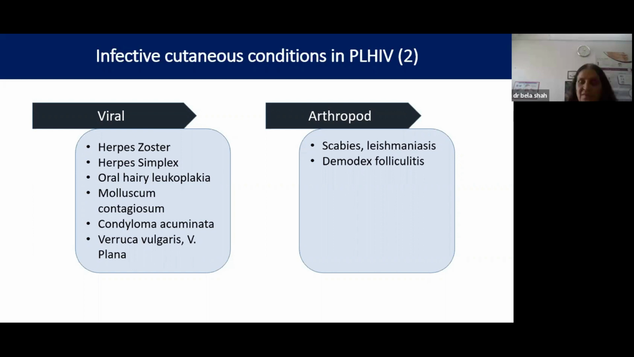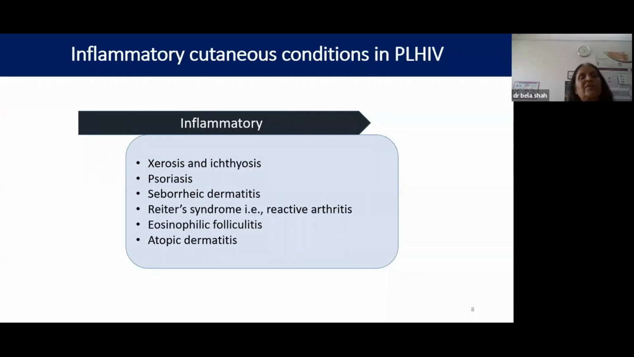Now coming to the list of inflammatory dermatoses, what is common in these patients is dryness of the skin, which is described as xerosis. Patients can develop it secondary to HIV infection. Psoriasis vulgaris is otherwise common and it can occur in patients who are PLHIV. Seborrheic dermatitis, wherein the patients will have a lot of scaling on the face, in the presternal area, as well as on the scalp. A few patients can develop reactive arthritis.